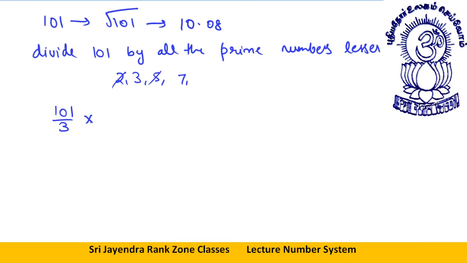101 is clearly not divisible by 3. 101 if I divide by 7, 98 is divisible by 7. So 101 is not divisible by 7. So I can say 101 is definitely prime. I will take few more examples, don't worry.